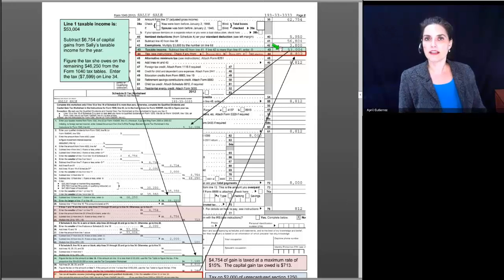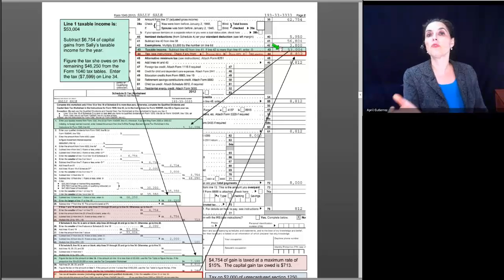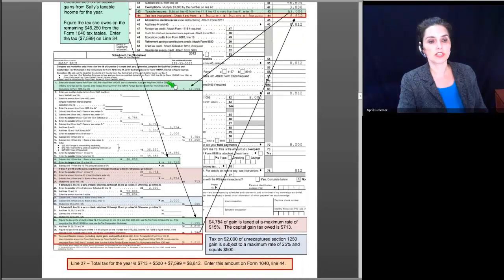Now, in most cases, taxable income of $53,004 is a small enough number you could just go over to the tax tables and look up Sally's tax. But because she has capital gain income, those tax tables are going to give her a rate of tax that's probably too high. So we don't use them. Instead, we take the number on line 43 and we carry that over to the Schedule D worksheet.